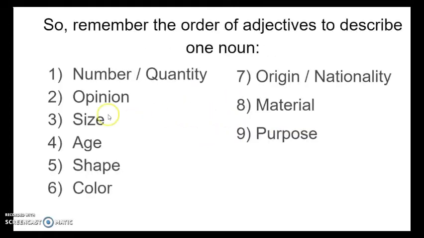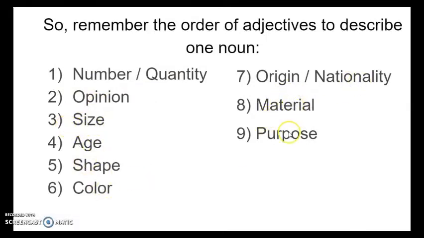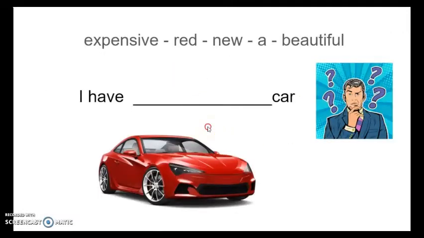So remember the order of the adjectives to describe one noun. First, number, quantity. Second, opinion, size, age, shape, color, origin, nationality, material, and purpose. Pay attention to these positions. So in the example of "I have expensive red new beautiful car," what is the correct order of these adjectives?